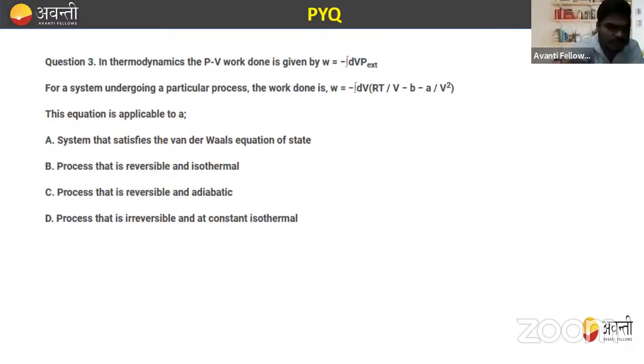Okay, now the third question is also a very important one, right? So what the question asks basically is, in thermodynamics PV work is given by minus P dV, right?